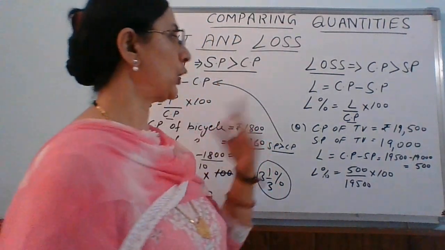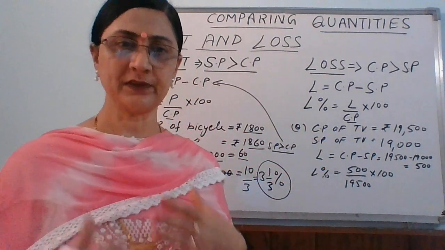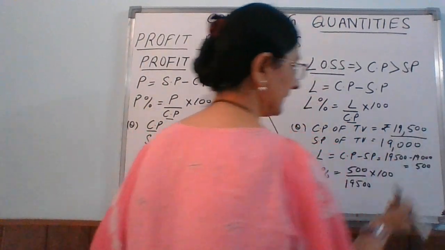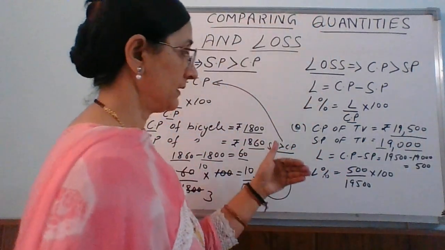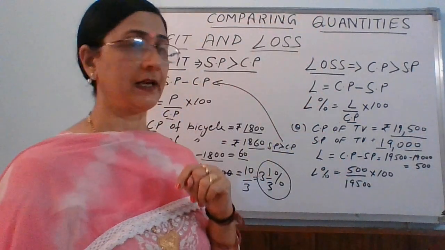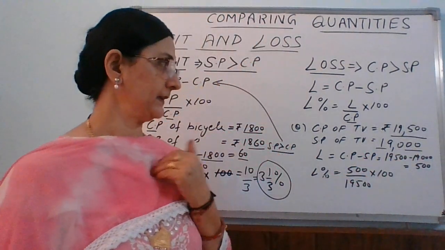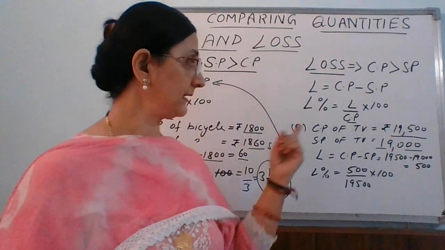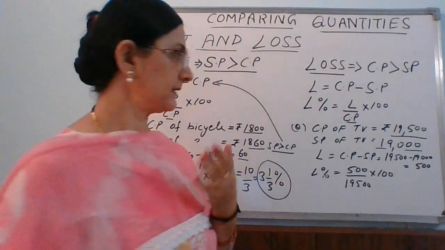Now let us see loss, right? Suppose I have written one question. Cost price of TV is 19,500. Selling price of TV. So when you bought the TV, it was for 19,500. You were able to sell it for 19,000. So you have a loss. Clearly you can see it is a loss, you spent 500 more buying it than you got from selling it, right?